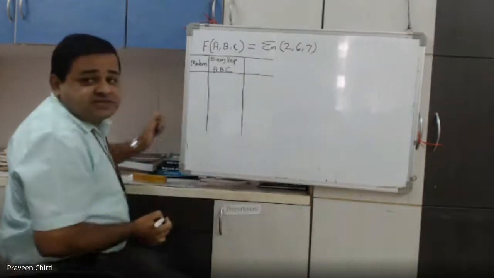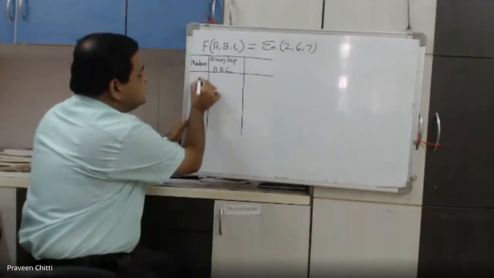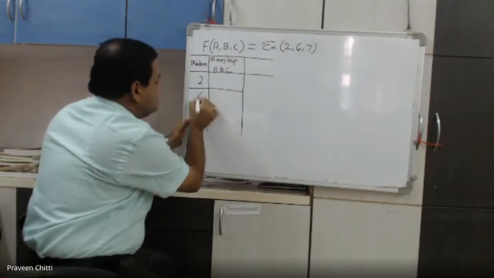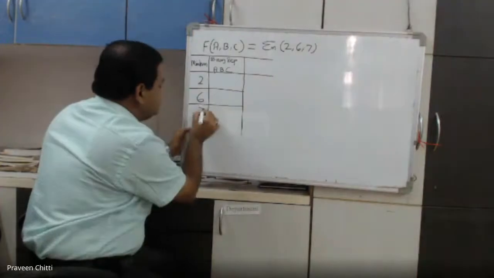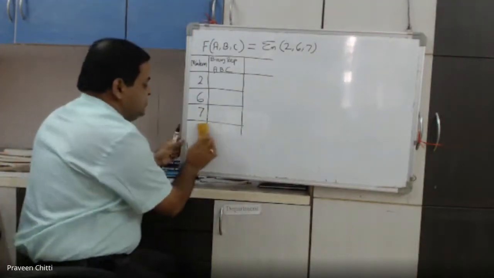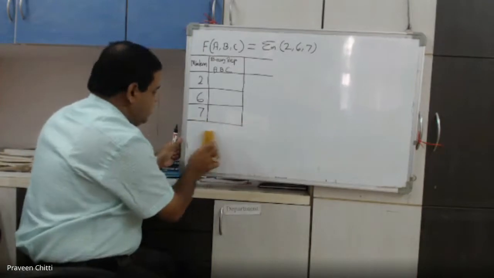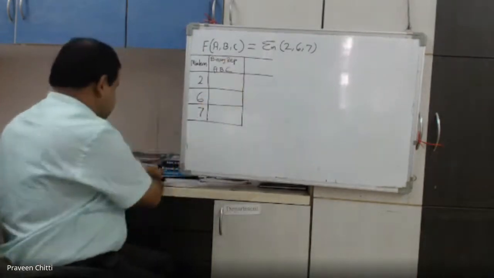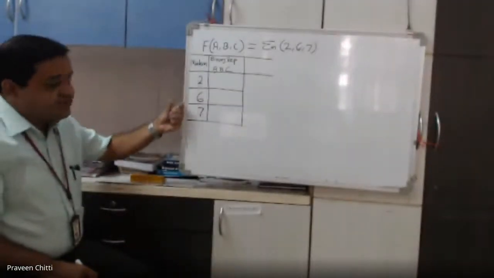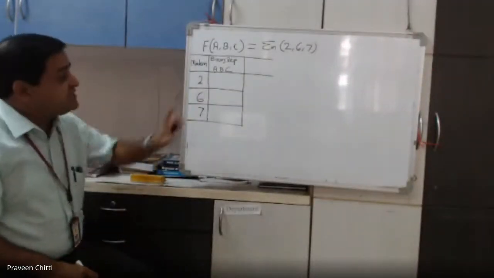What are the minterms given? Yes, 2, 6 and 7. These are the minterms given, and they have given 3 input variables, so I have written A, B, C. Right. So whatever these minterms are, first you have to represent them in binary form.